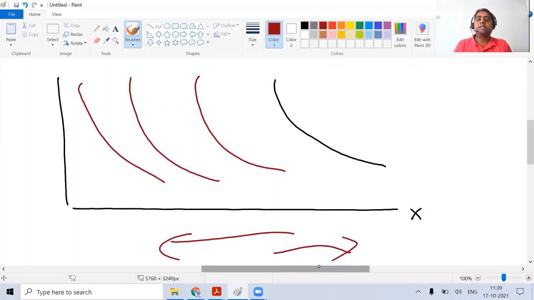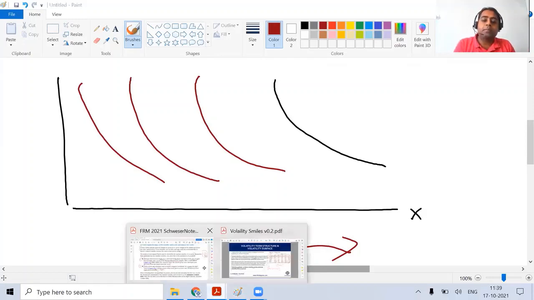So it basically tells me that because the equity prices are changing, the diagram which you see will also keep on moving. That is what the second point highlights.